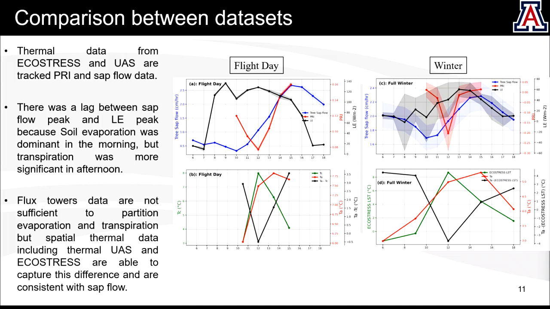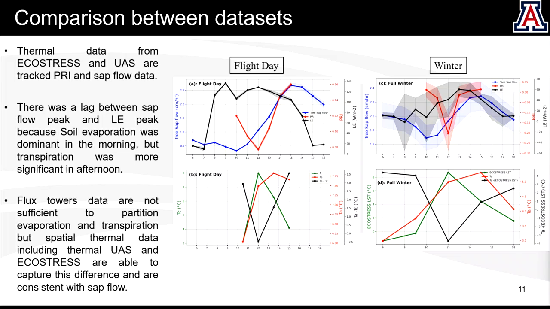Thermal data from both ECOSTRESS and UAS are in high agreement with PRI and sap flow data, but there is some disconnection between latent heat flux and sap flow data. There is a lag between the sap flow peak and the latent heat flux peak, especially on our flight day.